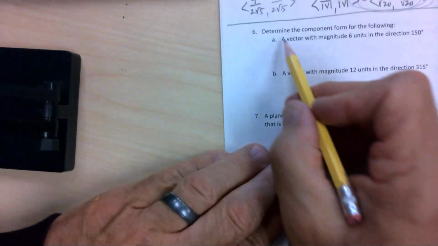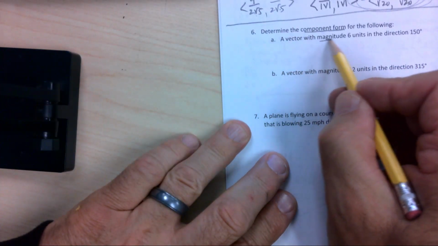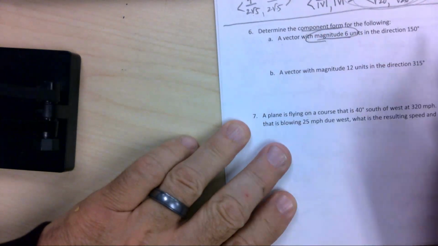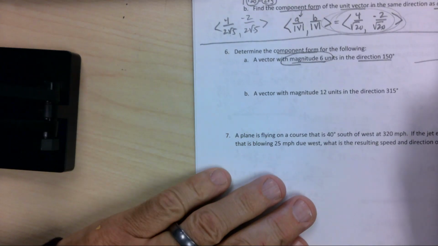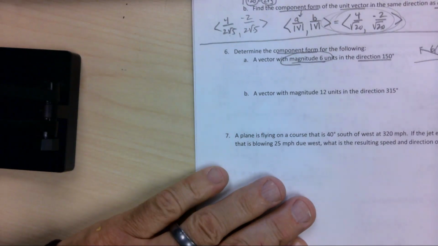Here we go. Determine the component form for the following. A vector with magnitude 6. That's just telling you the spinner is 6 units long, and that's telling you the direction's 150. So we go like that. Boom, 90. Now we go 60 more, which is right there. And there she is. Isn't she a beauty? 6. What's the component form?